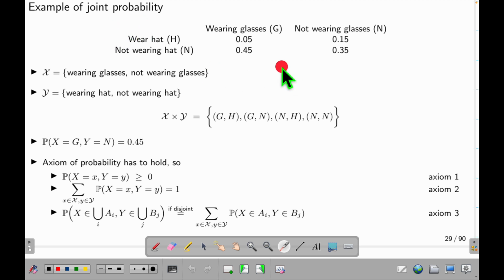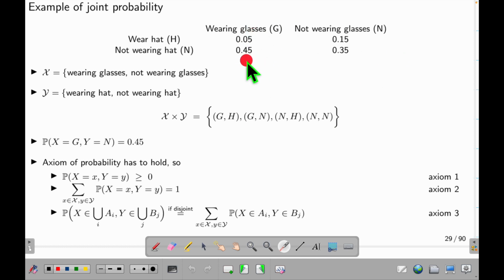Suppose there are a bunch of people. Calligraphic X represents the sample space of whether or not they are wearing glasses. The calligraphic Y is the sample space of whether or not they are wearing a hat. The Cartesian product will be: wearing glasses and wearing hat, wearing glasses and no hat, no glasses and hat, no glasses and no hat. Okay, so this is a table.